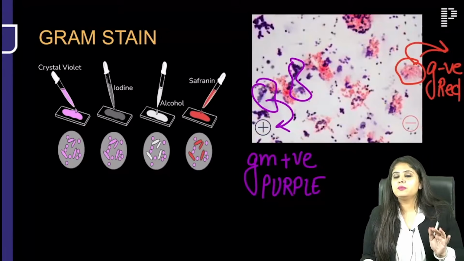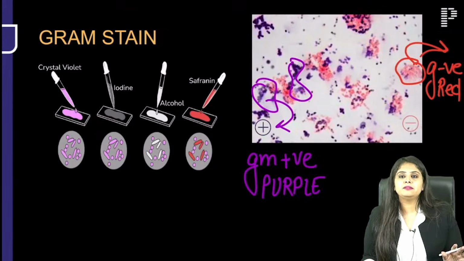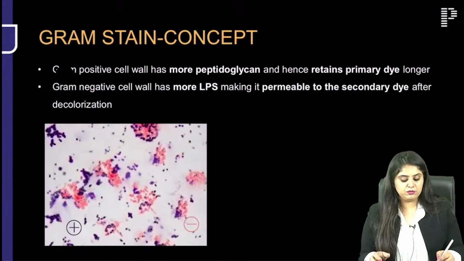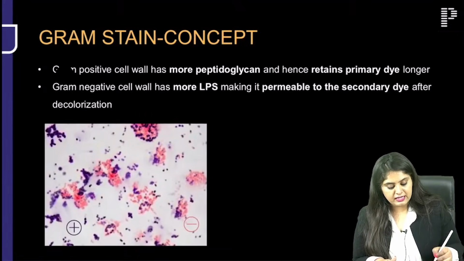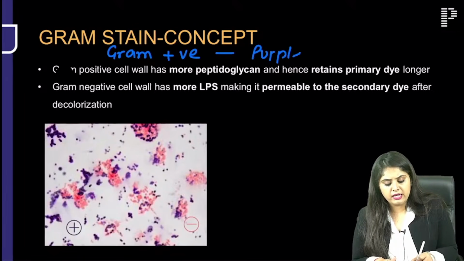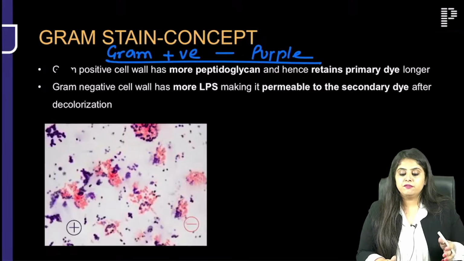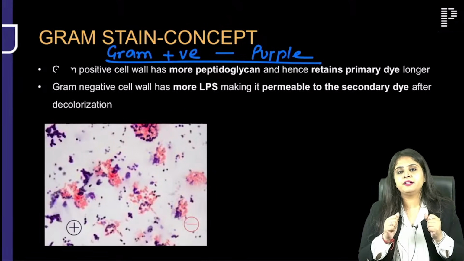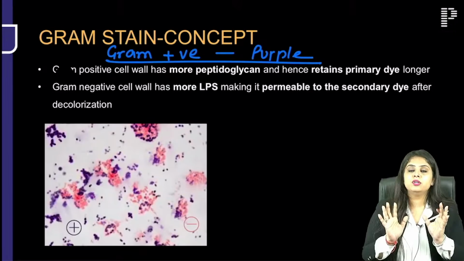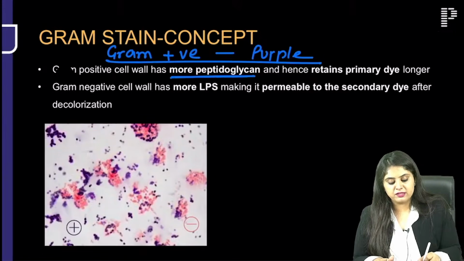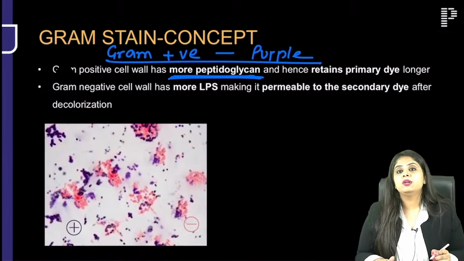Has everyone understood the basic of what is to be done? Now please remember the concept. Why did that happen? In gram positive organisms, from the first step to the last step, it was always purple. It held on to the purple color, crystal violet, and it said, I am not letting you go. No matter what happens, I will always be purple, because gram positive organisms have a lot of peptidoglycan.